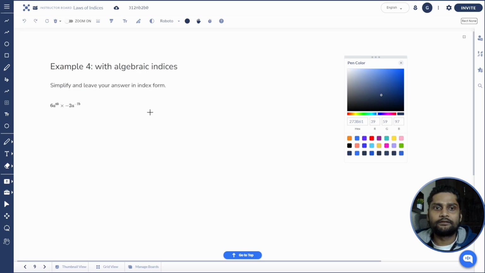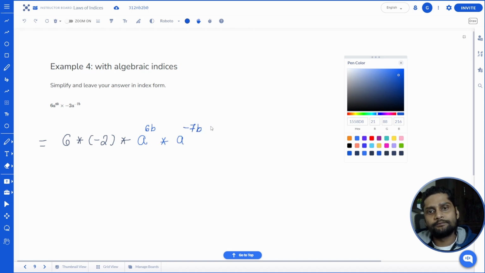Again, we can have some algebraic indices. This time, students, we can have the same thing, no matter whether we'll be able to simplify them or not, but at least we should try to write them in the same addition format. So the first thing we need to do is to separate the coefficients. Now the main target is our variable terms, which are in the form of exponents: a raised to the power of 6b, and the other term is a raised to the power of negative 7b. They contain like terms, so definitely they can be simplified.